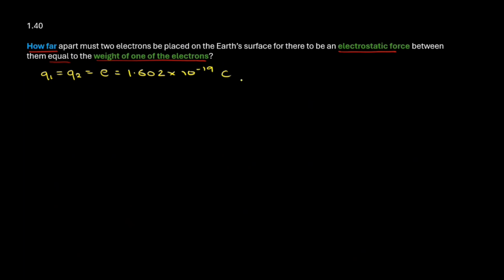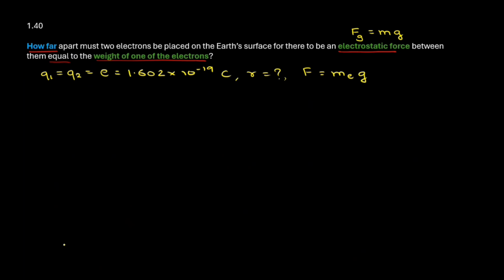So we need to find how far apart they are such that the electrostatic force between them is equal to the weight of one of the electrons. So my electrostatic force has to be equal to the weight of the electron. Weight of an object is the gravitational force acting on that object, that is equal to m times g, mass of the object times the acceleration due to gravity. So I can write the electrostatic force here to be equal to mass of the electron times g.